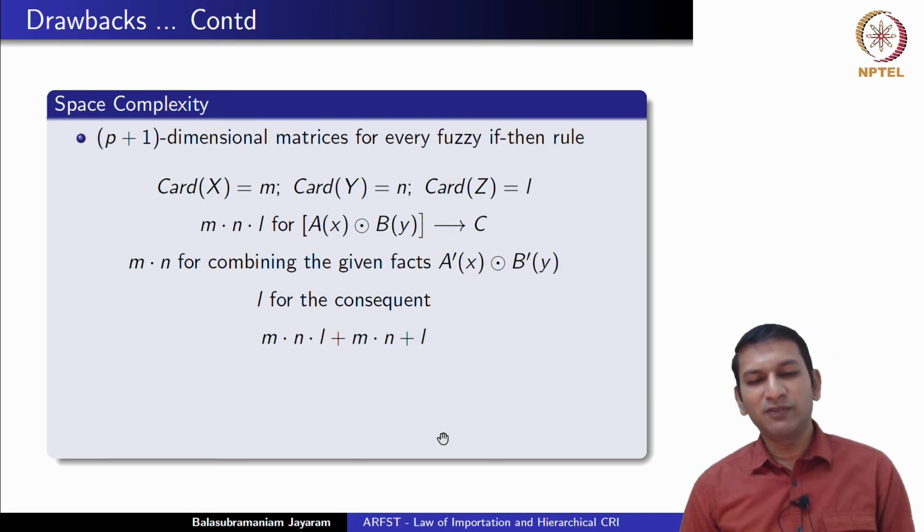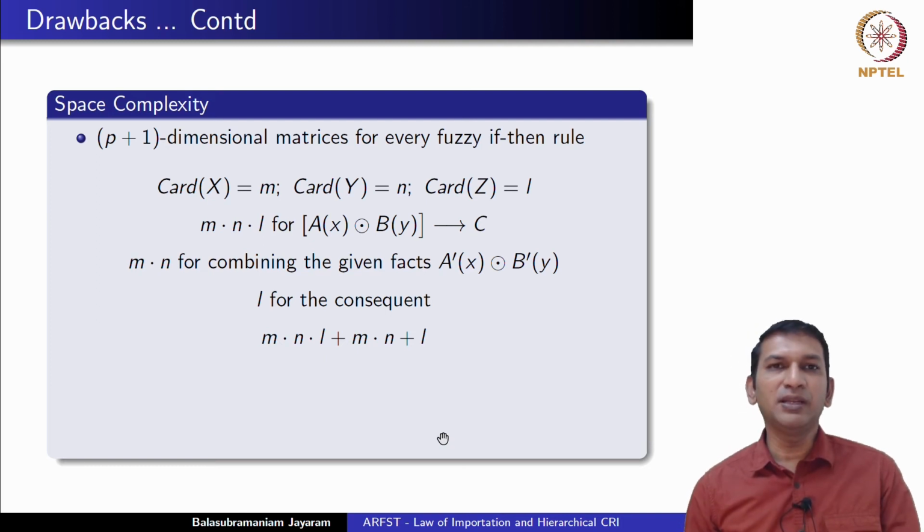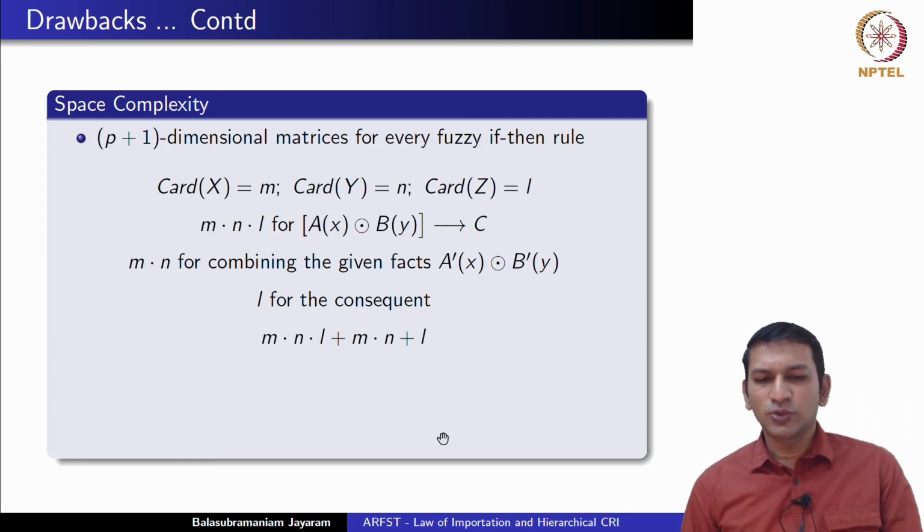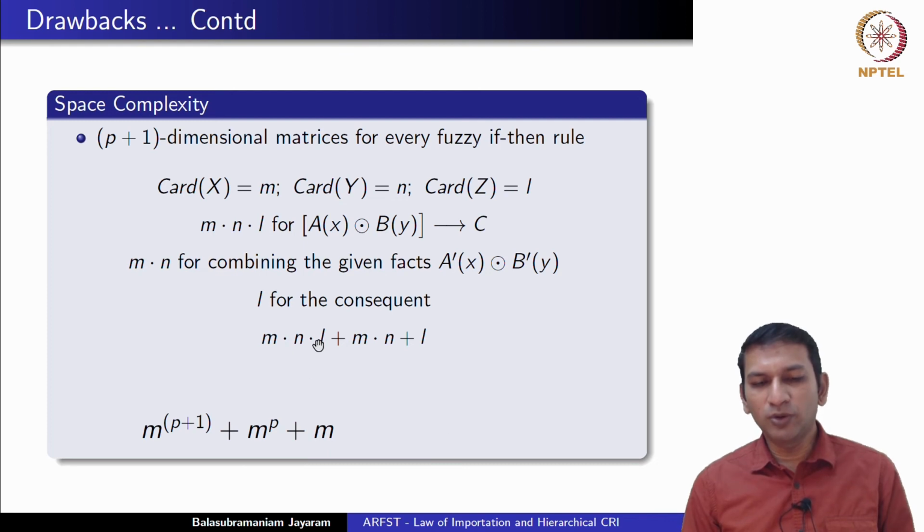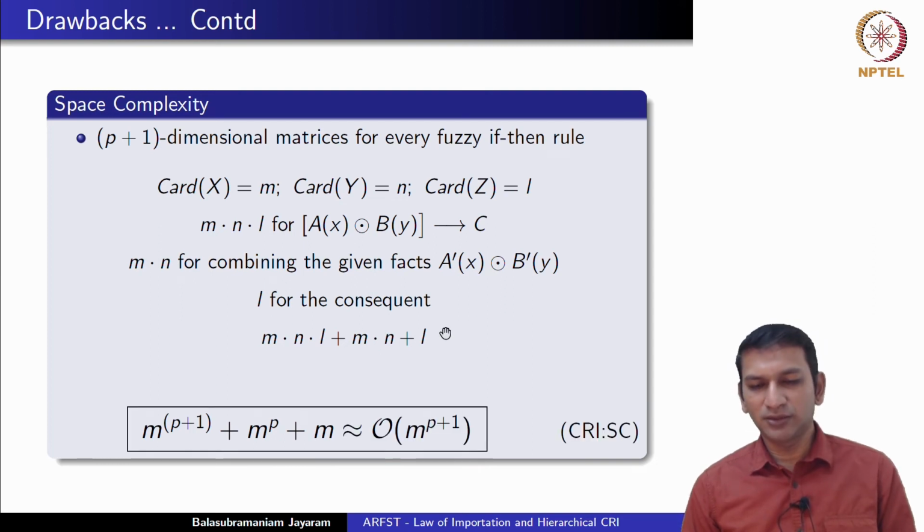So essentially we need this much to hold it: m and L to hold the relation, m and n to obtain the inputs and then find the matrix, and L to store the consequent. So once again, assuming that m is equal to n is equal to L, then this is for 2 input and 1 output, so that essentially becomes m power p plus 1, this m power p and m. So once again, taking the highest order quantity here, in general this is of order m power p plus 1.